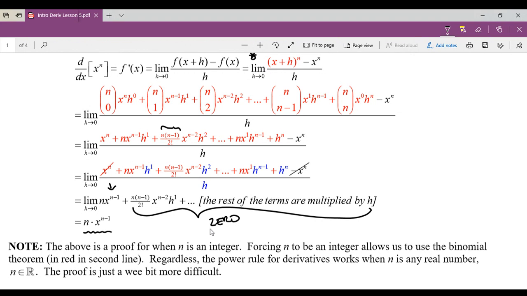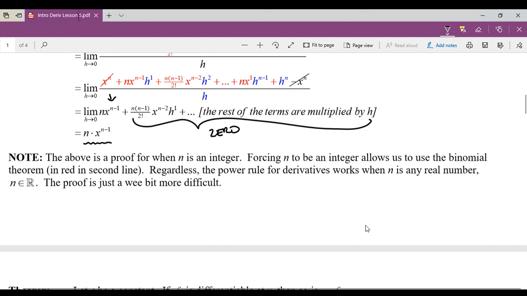And again, that's just a proof when n is an integer, but it works when n is anything. It could be a fraction. It could be an irrational number. It doesn't matter. It always works. The proof is just a little bananas, so we're not going to do it.